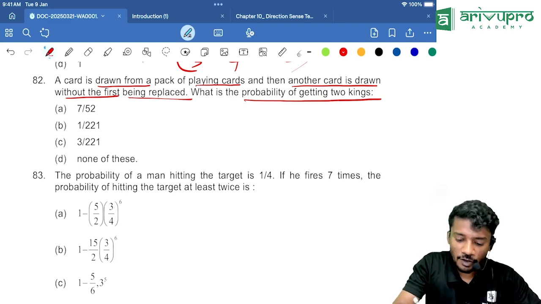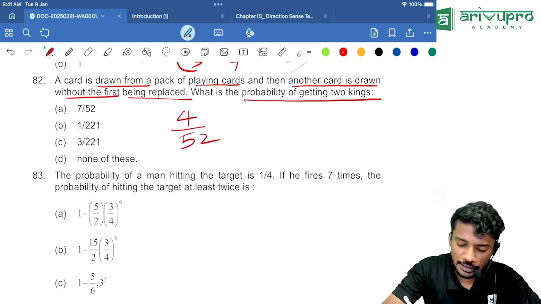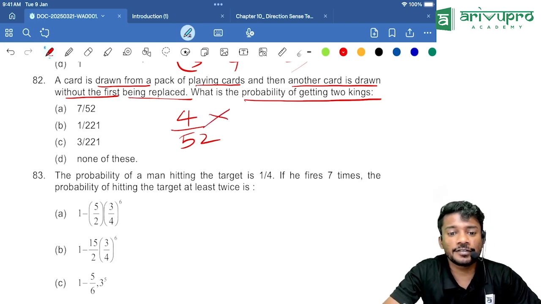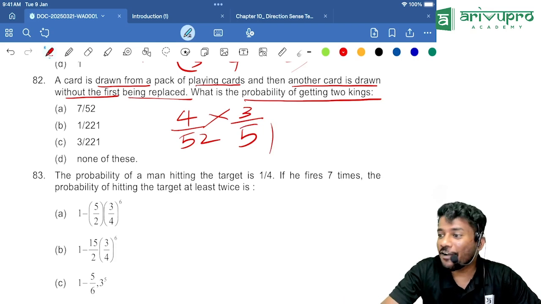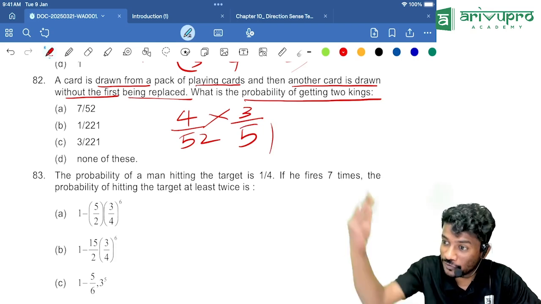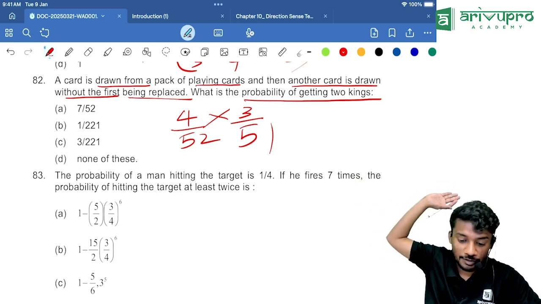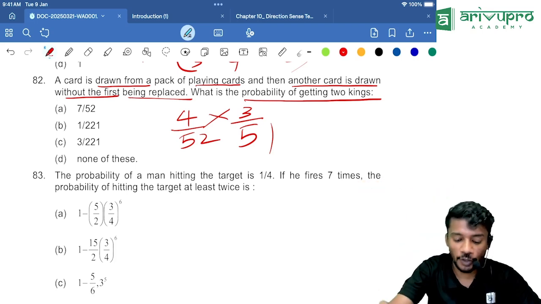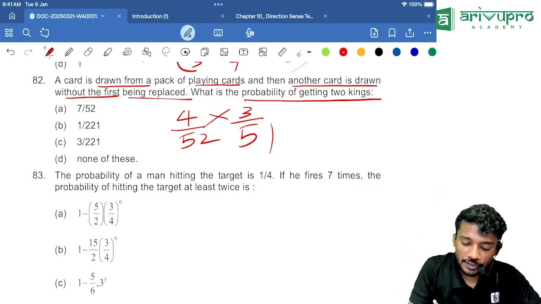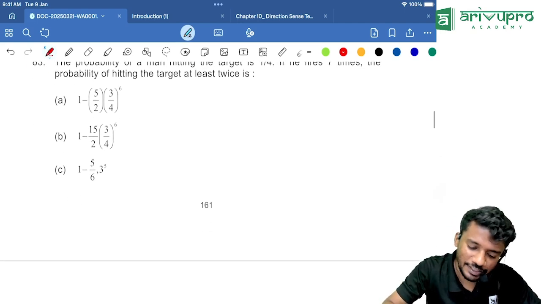4 by 52 is one possibility, into 3 by 51. 1 by 221? Without replacement means what? That first card is already taken away, without being replaced. It is taken away. The answer is 1 by 221. Got the point? Yes. Now the next question.